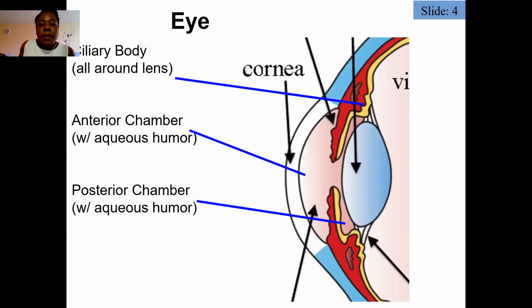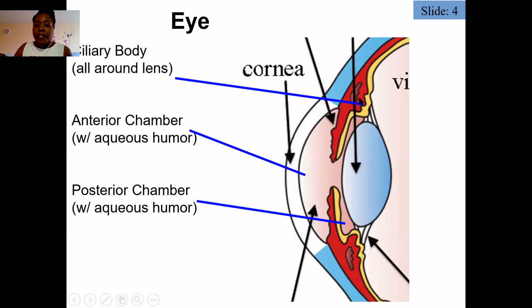Let's zone in here on some of the other important structures that are surrounding the lens. So we've got the ciliary body, which is all around the lens. And the ciliary body is really a modification of the choroid. So remember I talked about that vascular layer in red. That modifies itself as it gets in contact with the lens. And so this is a smooth muscle apparatus that can contract or relax, and that is what changes the shape of the lens and can focus light exactly where it needs to be on the retina.